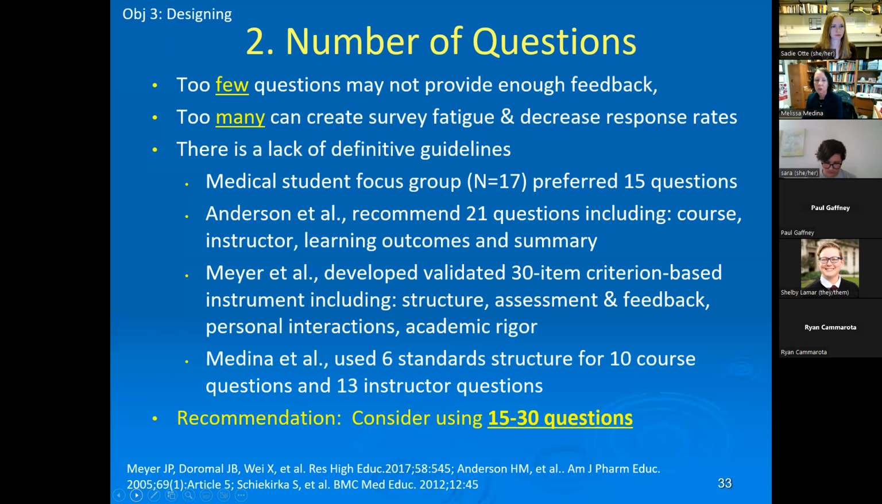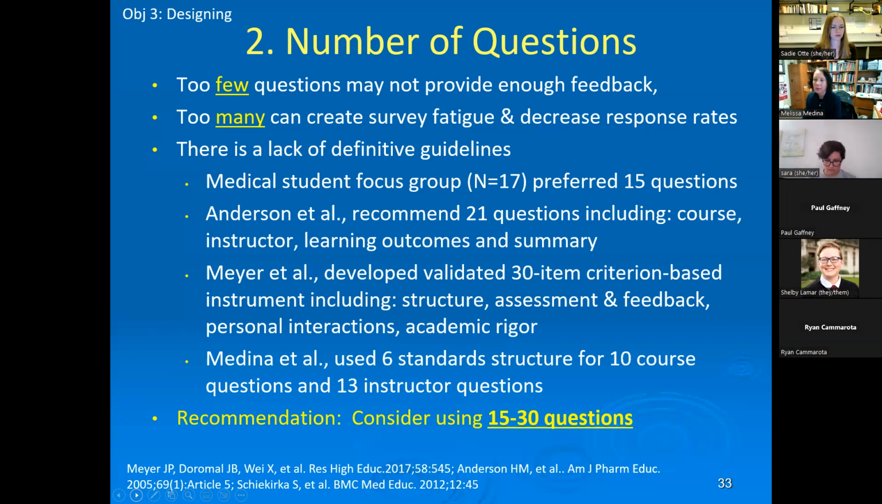Now, there was some research that I have listed here at the bottom for you. There was a focus group with medical students in 2017. They asked a small group of students how many questions they prefer. They said 15 questions. Anderson and colleagues have recommended 21 questions, including learner outcomes and summary and course questions about the course and the learning outcomes. Meyer and colleagues used 30 items. We have published using 10 course questions. And then if you also have multiple faculty teaching in your course, you could use 13 instructor questions.